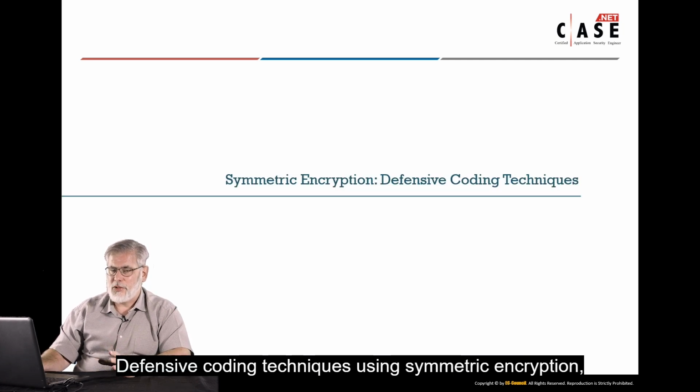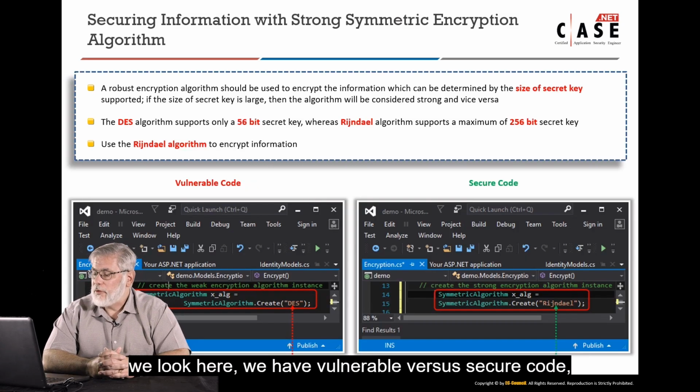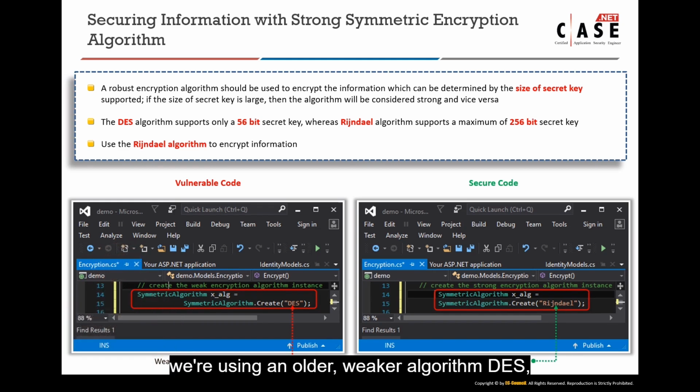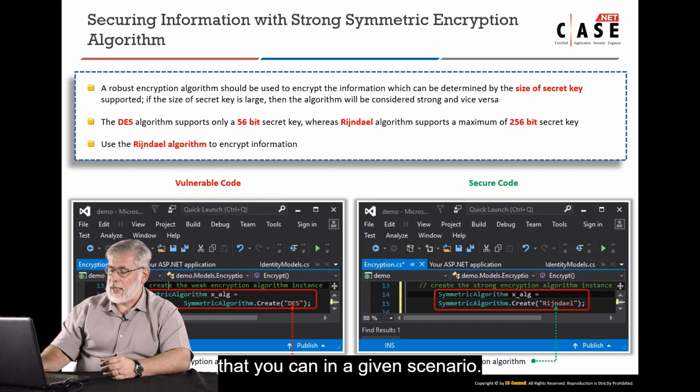Defensive coding techniques using symmetric encryption. We look here, we have vulnerable versus secure code. And the bottom line is, on the left-hand side, we're using an older, weaker algorithm, DES. On the right-hand side, we're using a newer, more secure algorithm. There's actually no reason why you should use older algorithms, and we can assume that at some point, Microsoft will even deprecate those from their library altogether. But for now, just make sure you're using the most secure algorithm that you can in a given scenario.